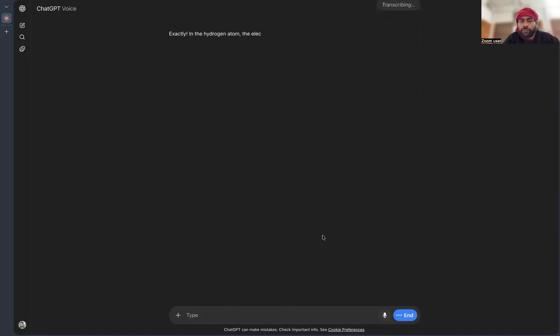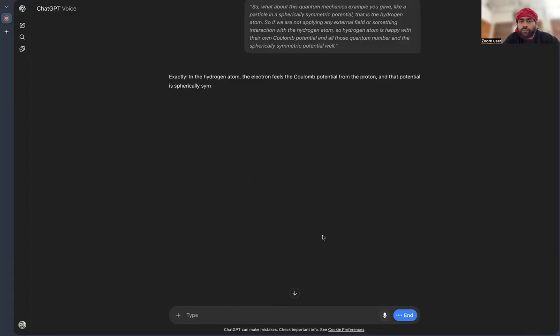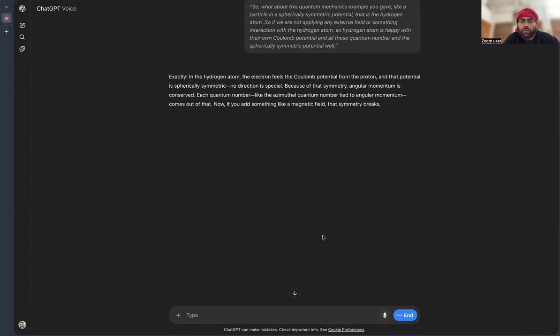Exactly. In the hydrogen atom, the electron feels the Coulomb potential from the proton, and that potential is spherically symmetric. No direction is special. Because of that symmetry, angular momentum is conserved. Each quantum number, like the azimuthal quantum number tied to angular momentum, comes out of that. Now, if you add something like a magnetic field, that symmetry breaks, and those neat quantum numbers shift. But in that untouched symmetric case, the hydrogen atom's happiness is reflected in those conserved quantities.